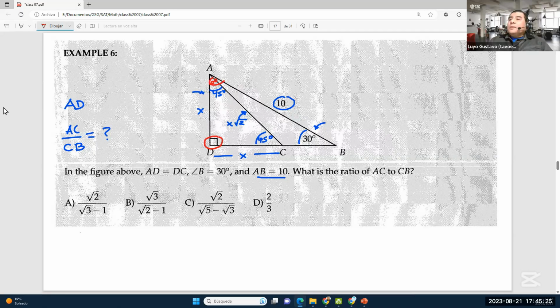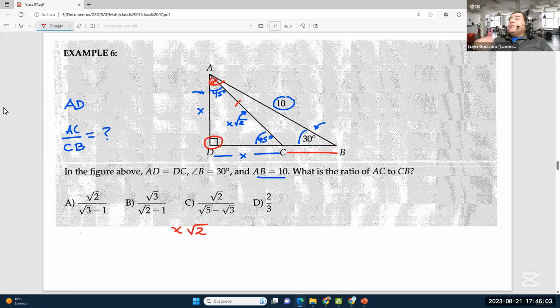So how do we find AC to CB? What is AC? Take a look. AC is this side here that we define as x multiplied by the square root of 2, right? We can say that in terms of x, AC equals, is the hypotenuse, so it's x times the square root of 2. What about CB? CB is this side.